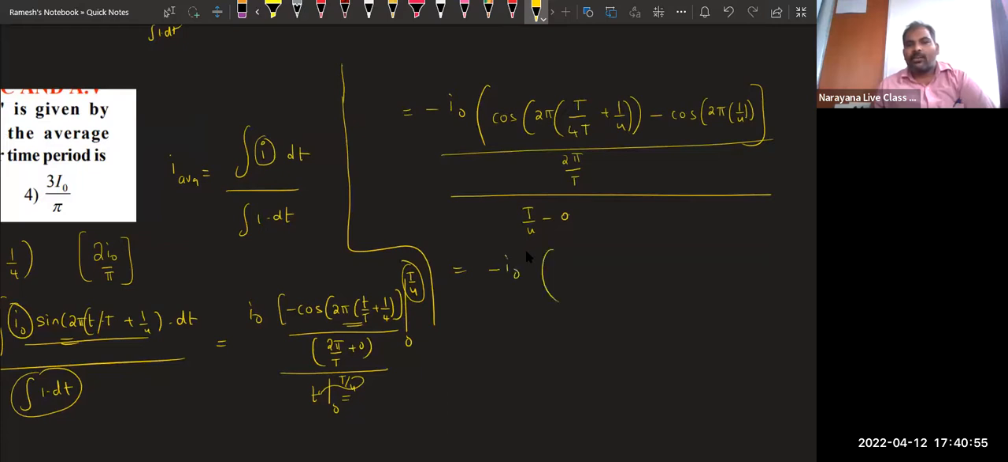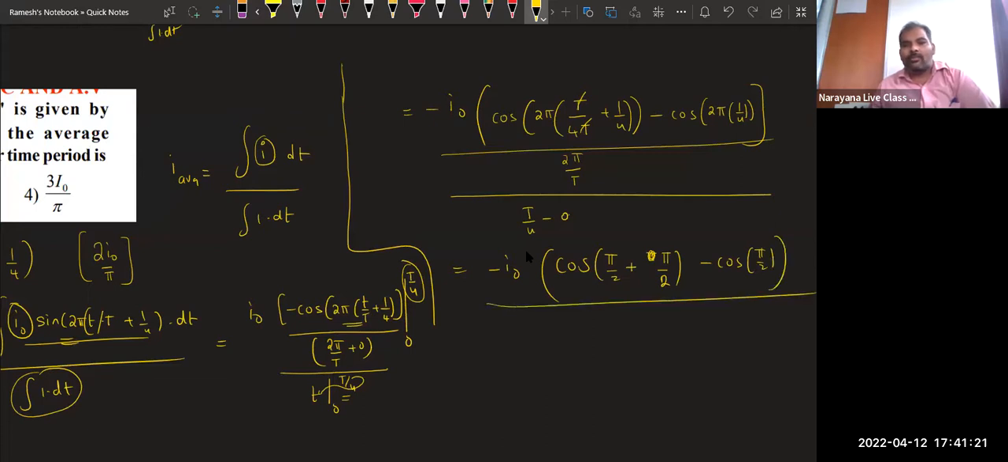So minus I naught into cosine of tt cancels out. 2 pi by 4 means definitely pi by 2 plus, this is what pi. Sir, 1 by 4 will 2 by 4, sir. 1 by 2. 2 pi by 4 means this also pi by 2. Very good. Minus cosine of pi by 2 and whole divided by how much?